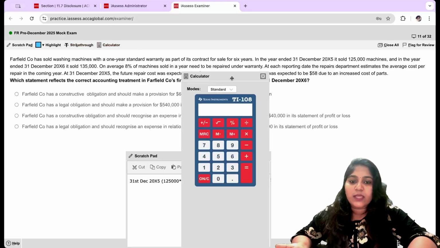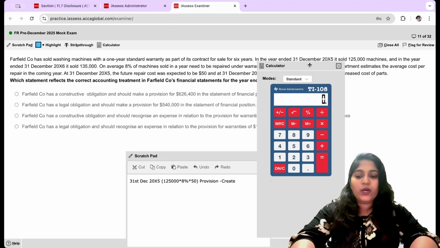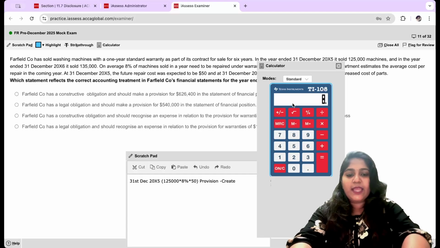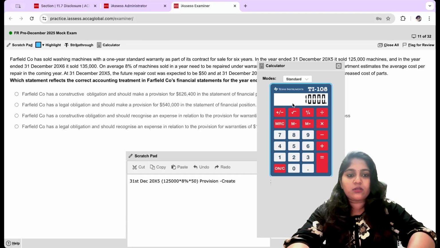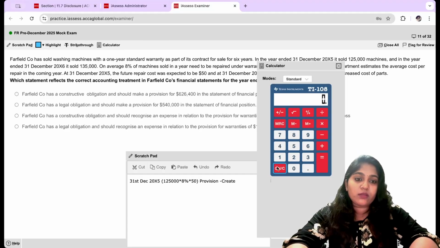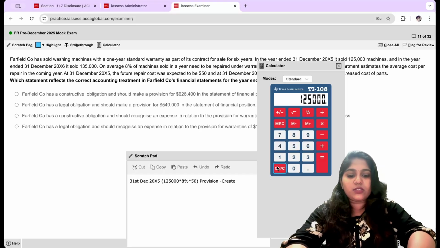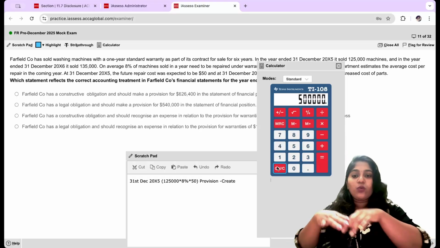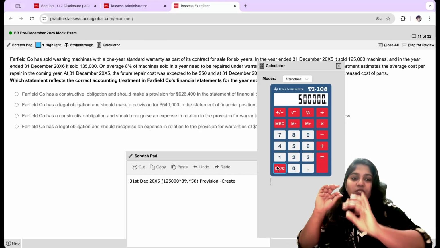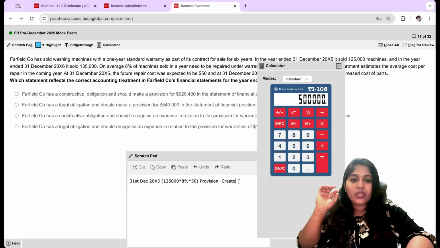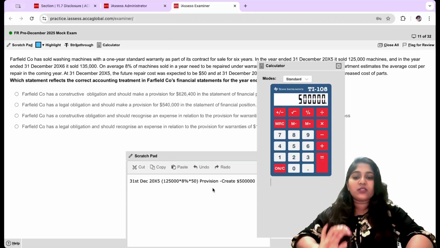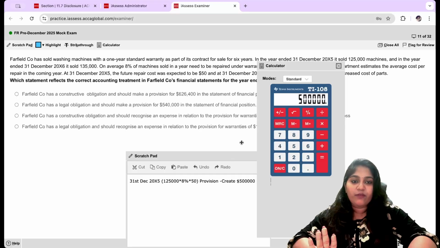If I have to do the same thing on the calculator, it's 125,000 machines multiplied by 0.08, multiplied by $50 per machine. So what should be the provision that I have to create? I have to create a provision worth $500,000. This is for the year ended 31st December X5.